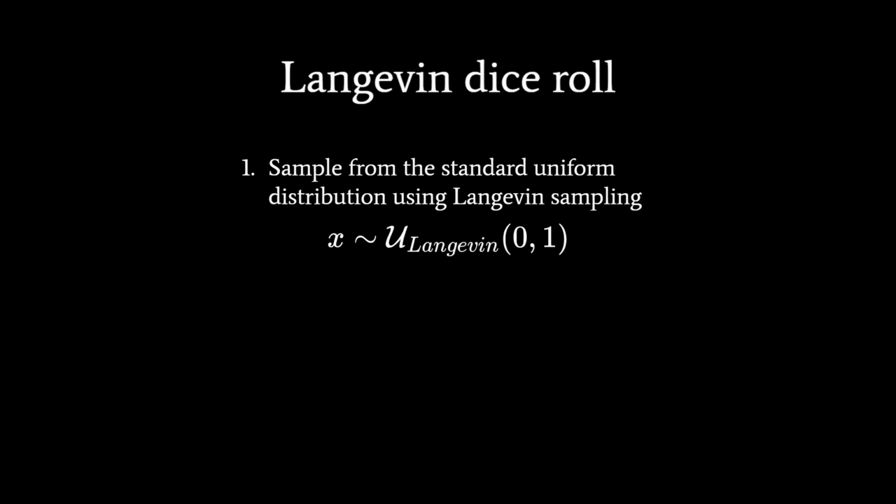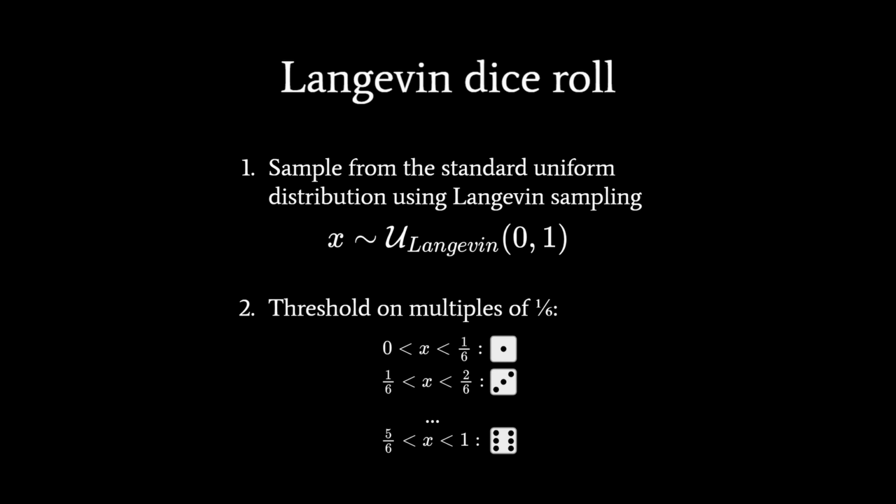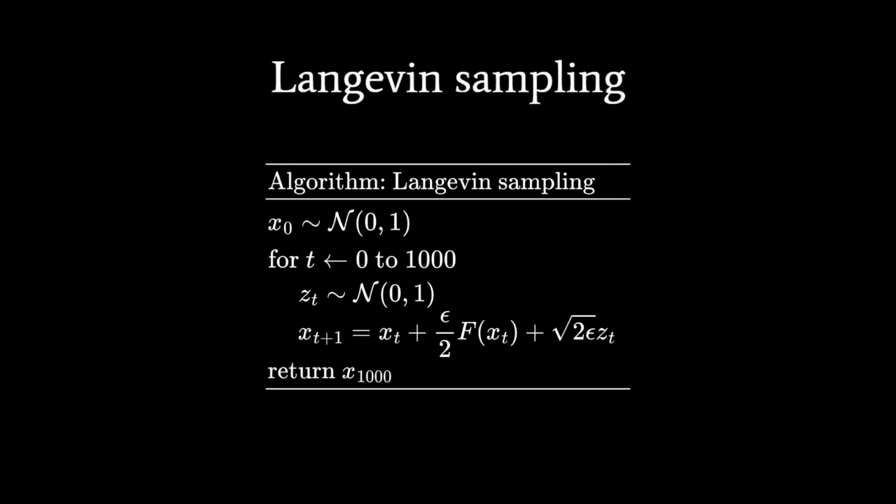We'll approach the problem like this. First, we'll use Langevin sampling to generate samples from the continuous uniform distribution. Then, we'll simply apply a threshold on the value of the sample to decide which face of the dice is sampled. Remember that we need two components for Langevin sampling: a way to draw samples from a normal distribution, and the function f for the continuous uniform distribution, f uniform. For the first component, we'll just use an off-the-shelf sampler, like NumPy's random.normal. We'll assume that we have this subproblem solved.